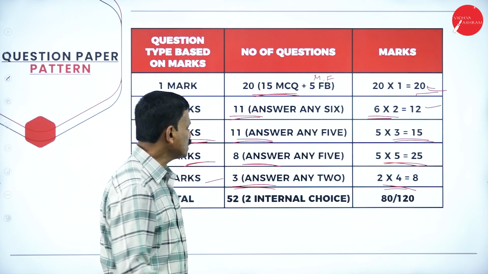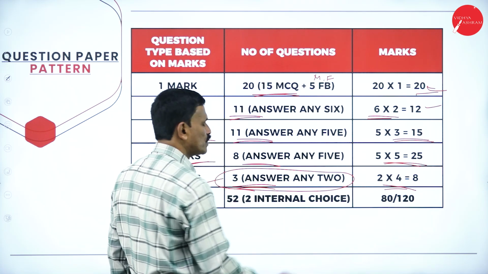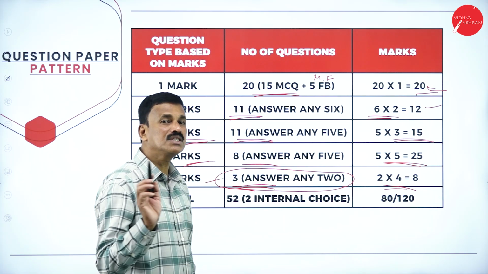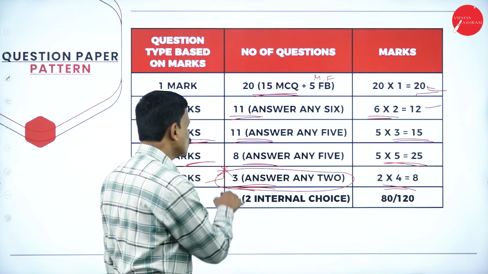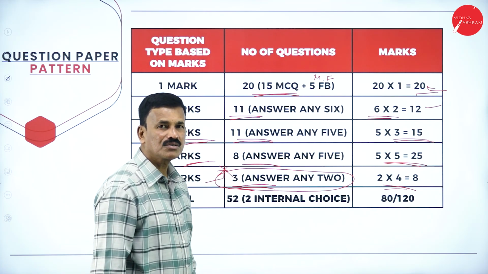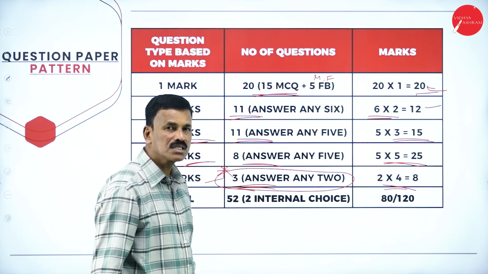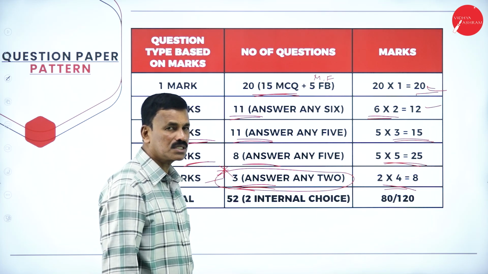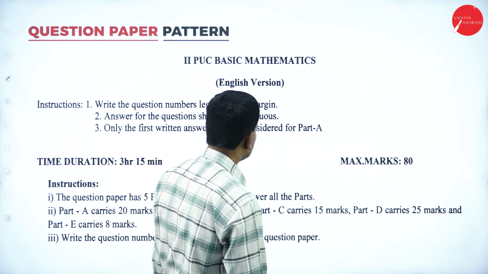Very important here is 4 marker questions. In 4 marker questions, you will have only one choice. Answer 2 questions out of 3 questions. So, you should concentrate more on these 4 marker questions to answer all the questions. That is, 3 questions will be there. You are going to answer 2 questions. That's it. Now, let us discuss the question paper.